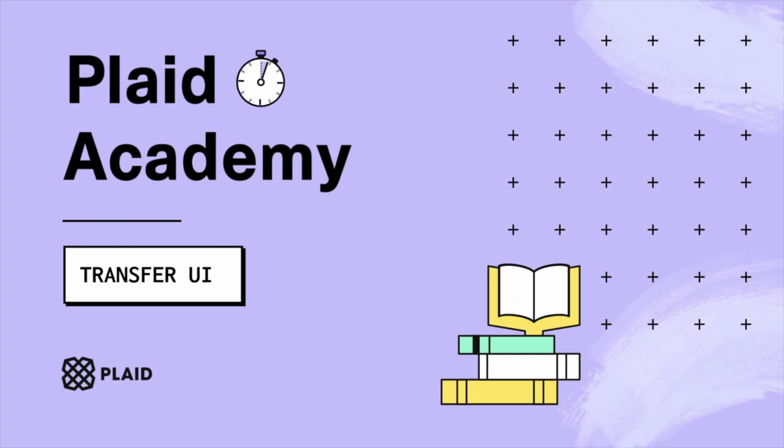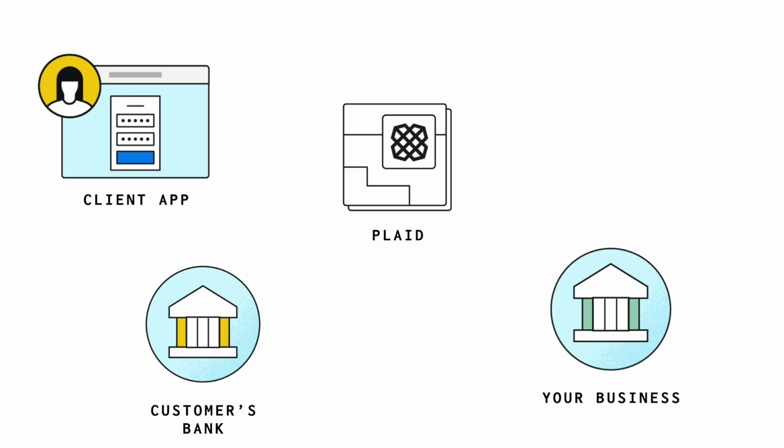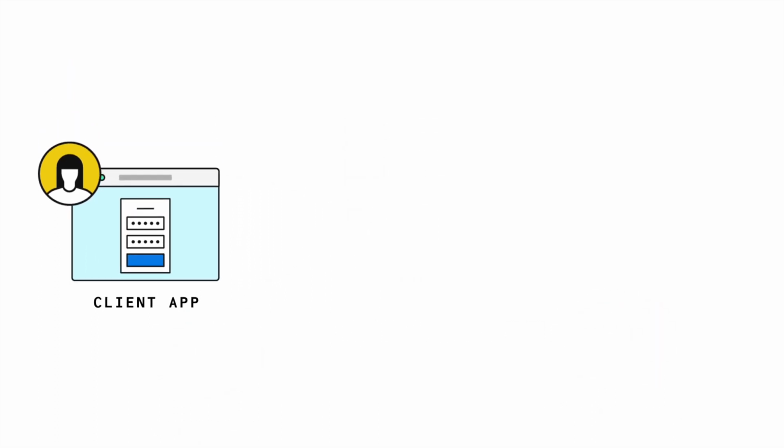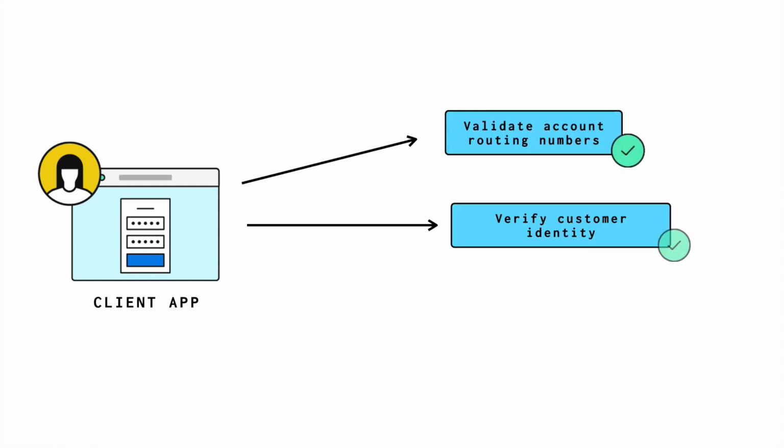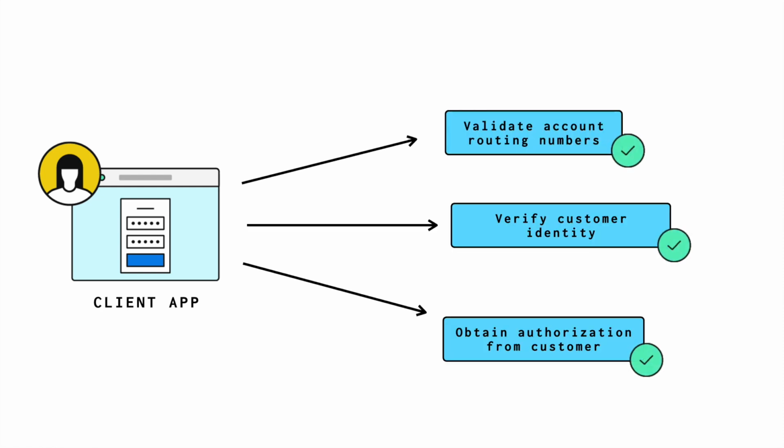Plaid's transfer product is a cost-effective and convenient way for you to move funds using ACH bank transfers. ACH bank transfers allow you to move funds directly from one bank account to another. But in order to move funds for your customers, you have to validate account routing numbers, verify customer identity, and obtain authorization from the customer to move funds using language that complies with all legal requirements.